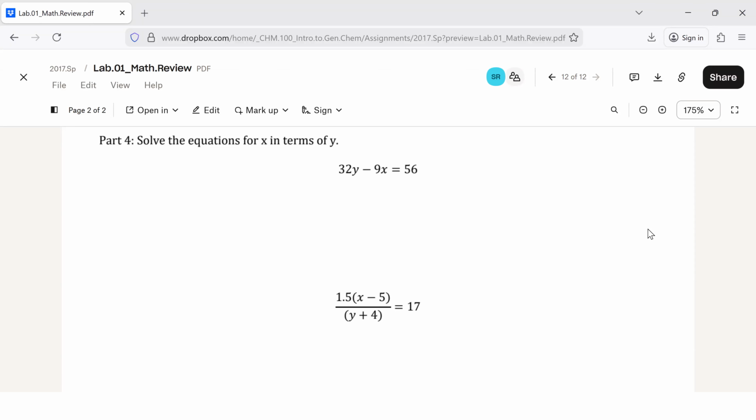I just said solve for X. X is 17 over 1.5 times parentheses Y plus 4 close parentheses plus 5. It's a mouthful, but it's right. That's fine.